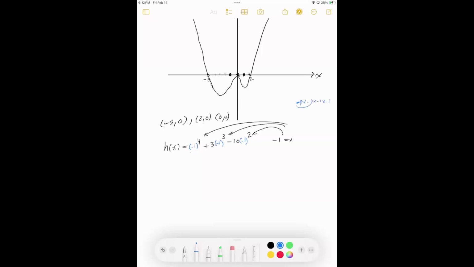Negative 1 times negative 1 is 1. Negative 1 times negative 1 is 1. 1 times 1 is 1. So don't make a mistake and write it as negative 4 or 4 or something like that. Do the arithmetic.